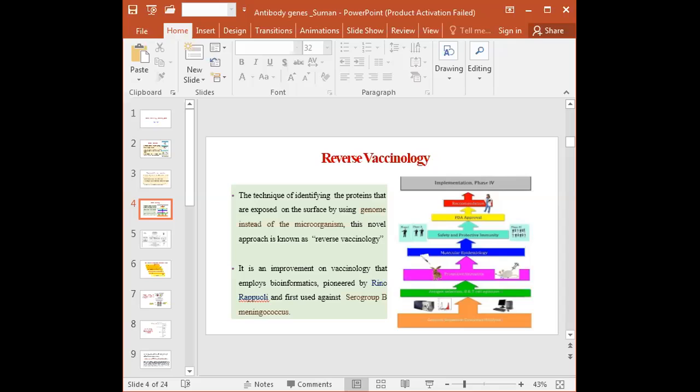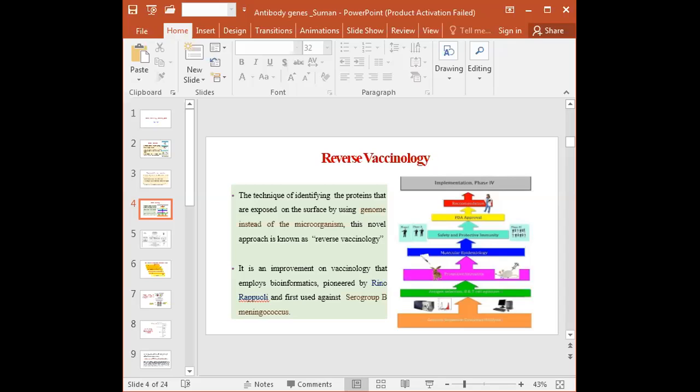First, we have to sequence the genome. Then we have to check the genome using bioinformatic tools, using an in silico approach or dry lab approach. Then we have to go for transcriptomic and proteomic studies, and then the three-dimensional structure of the protein. There you have to select the B cell epitope and the T cell receptors, T cell epitope.